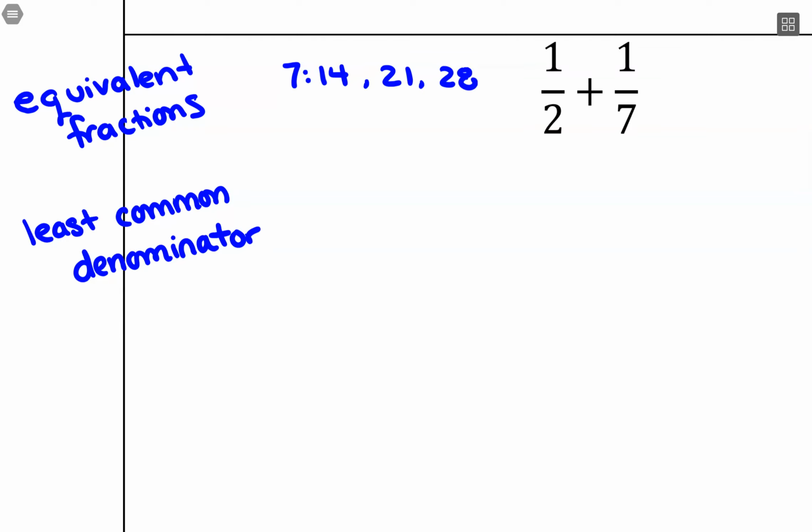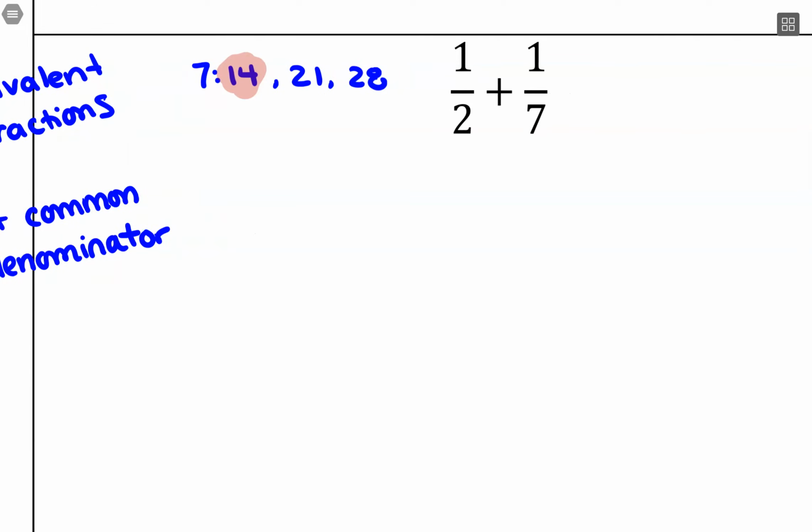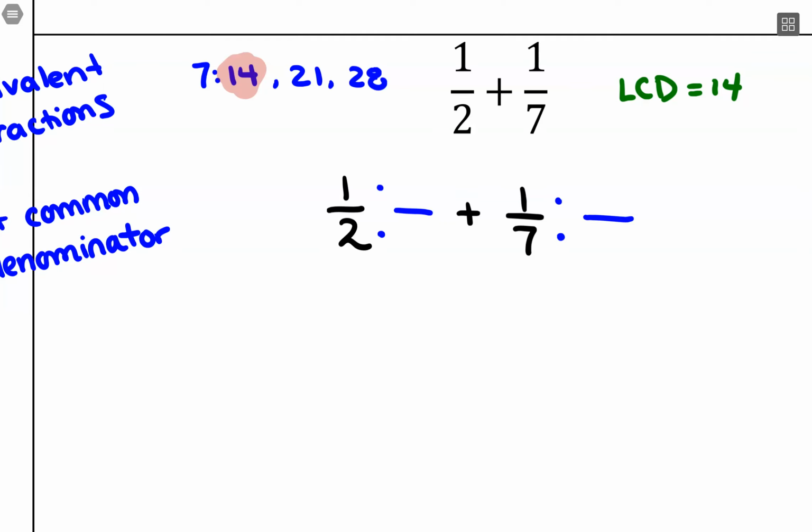And really you can stop as soon as you get something that's divisible by the other denominator. So as soon as I see 14, I would say that's an even number, that's divisible by 2, that's what I want to use. So for this, our least common denominator is 14, which means I want to create equivalent fractions. Our equivalent fraction is when we multiply both the numerator and denominator by the same value.